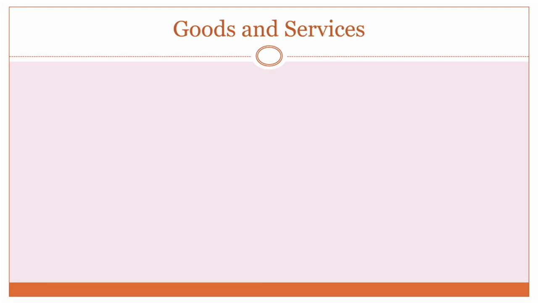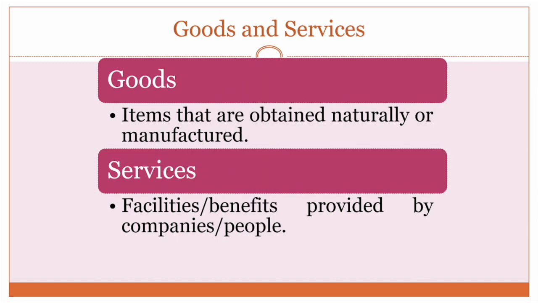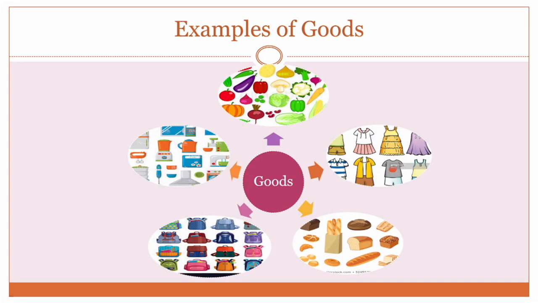Let us understand what are goods and services. Goods are items that are obtained naturally or manufactured, whereas services are facilities or benefits provided by companies or people. Here are some examples of goods: vegetables, clothes, bread and pastries, bags, home appliances. Can you add up to this list?